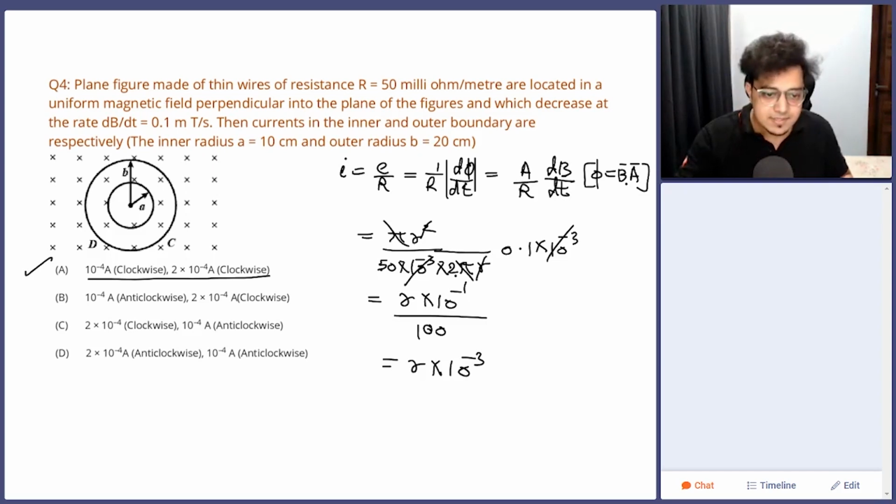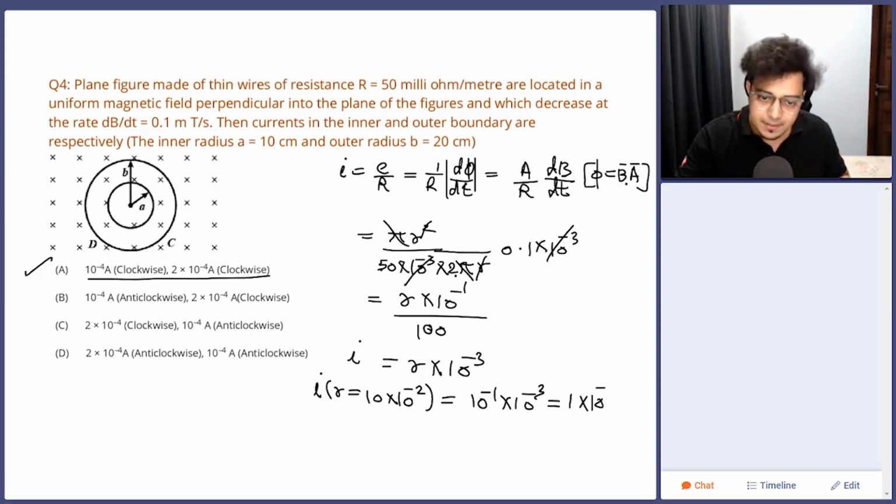Yes. Now this is the current value, but we have two different radii. So we have to solve for both the radii. For the inner radius, we'll put R value equal to 10 centimeters. So centimeter to meter will be 10 raised to minus 2. So 10 raised to minus 1, after calculation, 10 raised to minus 1 into 10 raised to minus 3. So this can be written as 1 into 10 raised to minus 4. And the direction part we have already discussed, it is clockwise. Similarly, for the outer radius R, that is 20 centimeters, so that is 20 into 10 to power minus 2.